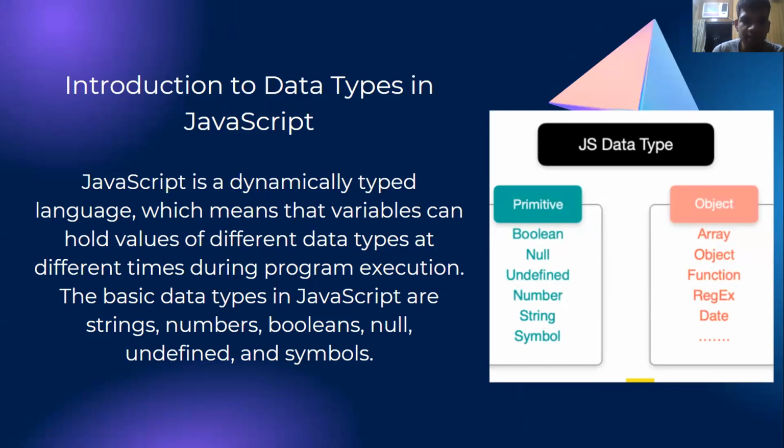Null represents the intentional absence of any object value, while undefined represents the unintentional absence of any object value. Symbols are used to create unique identifiers for object properties.